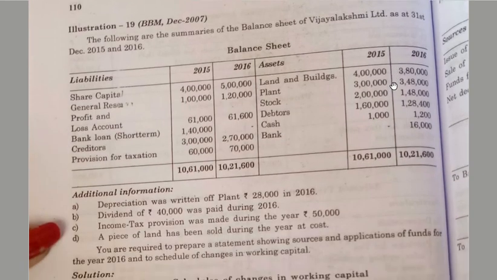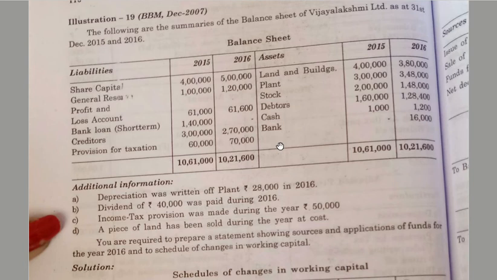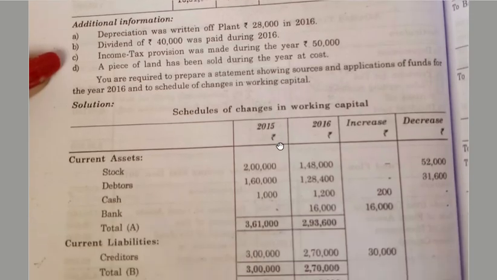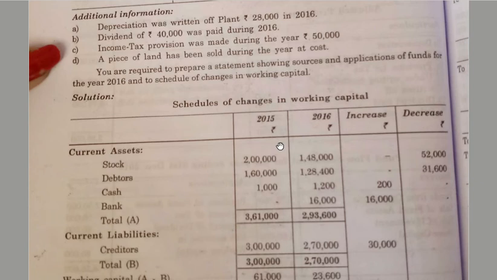Moving on to our next sum, which is the following are the summarized balance sheets of Vijay Lakshmi Limited as at 31st December 2015 and 2016. You have your balance sheet given, you have your liabilities, and you have your assets. So additional information is depreciation was written off, plant 28,000. So this is the depreciation on plant, which is 28,000.